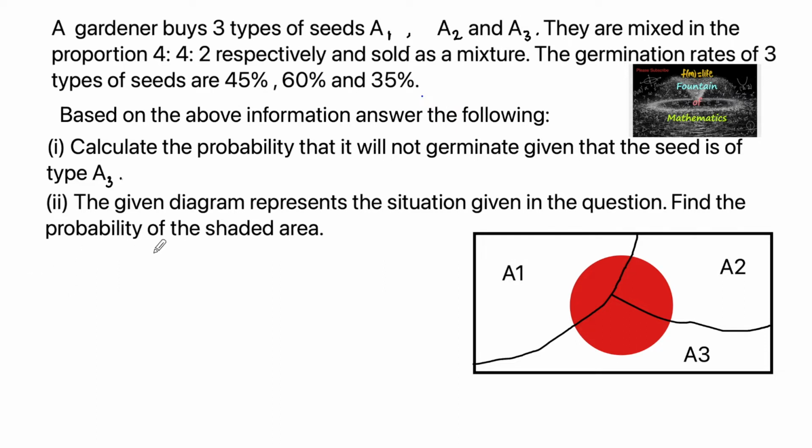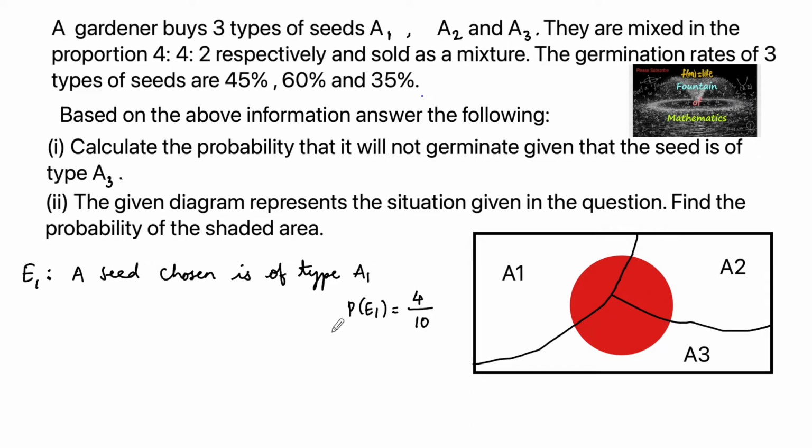So let us consider the event E1: a seed chosen is of type A1. Since they are mixed in the proportion 4:4:2, the probability of choosing E1 is 4 out of the total 4 plus 4 plus 2, that is 10. So 4 out of 10 is the probability of selecting event E1.